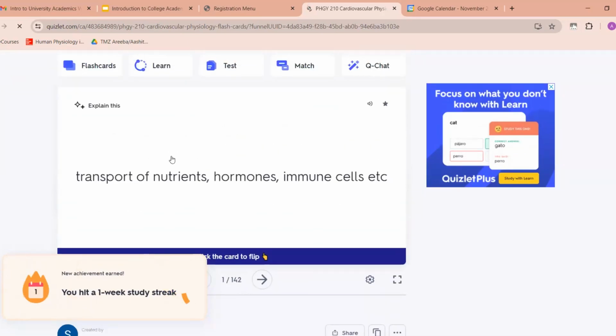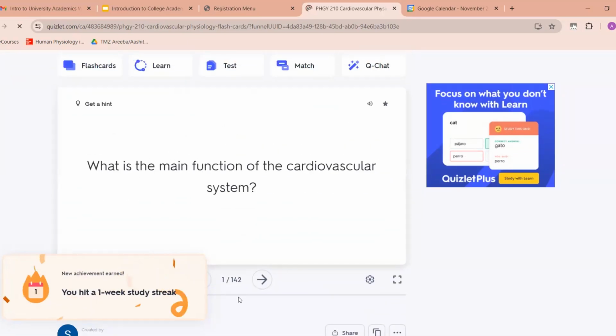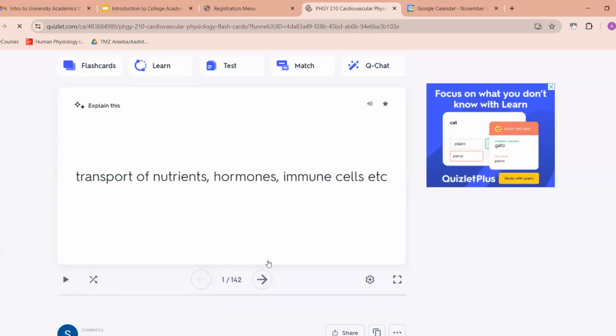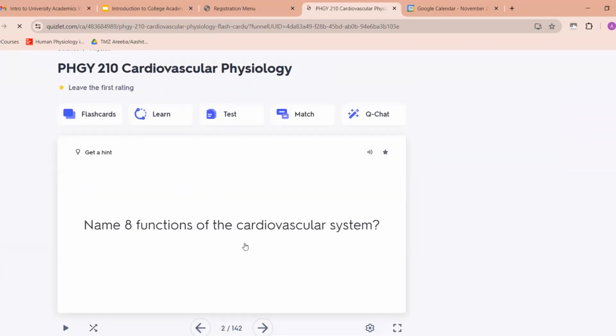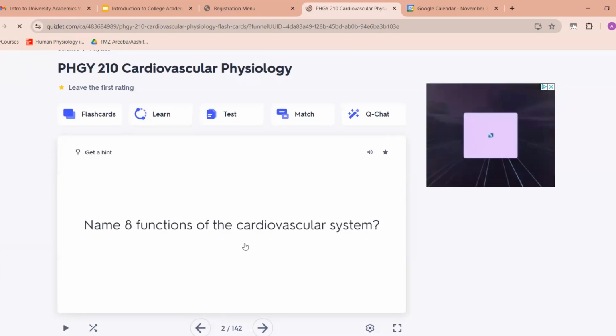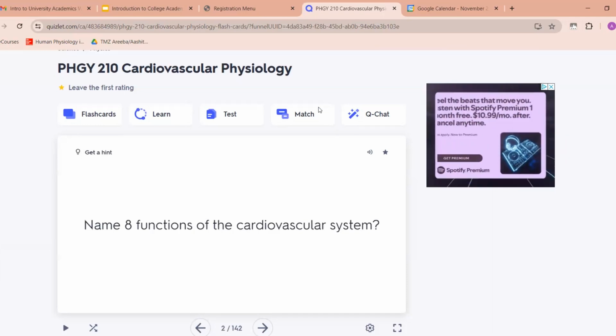So this is just an example: what is the main function of the cardiovascular system? Because I'm also a pre-med student. And then you're training your mind to know the answers, and you can see if these are the right answers or not. So you can make different sets for each course. Quizlet is a method of active studying, and every student would recommend active studying. It's a way to stay on track, basically.